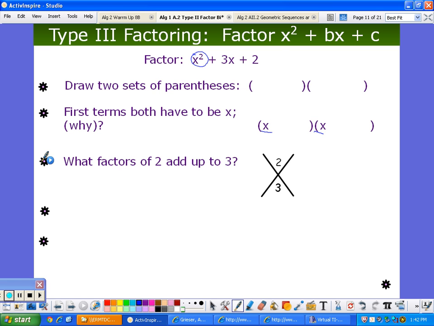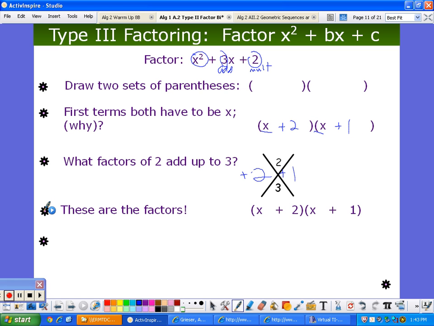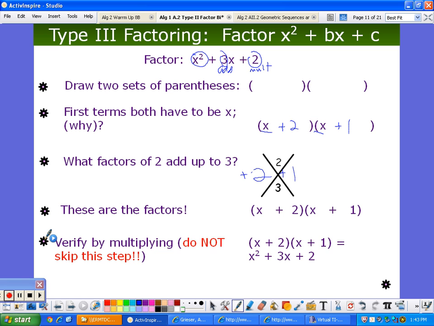Now we play our game. I want two numbers that multiply to this, but add to that. Two numbers multiply to 2, but add to 3. Yeah. 2 and 1. These are positive numbers, right? Couldn't be any easier, could it? Here they are. Plus 2. Plus 1. Stick them in there. And those are your factors.